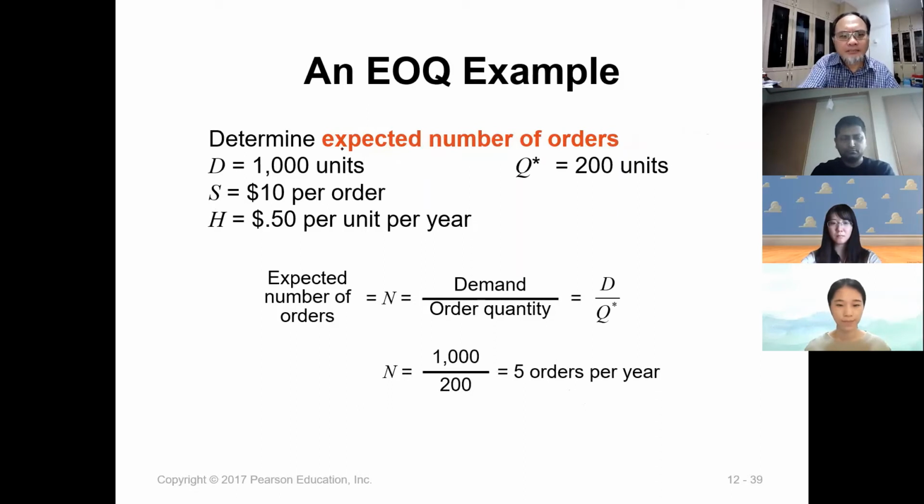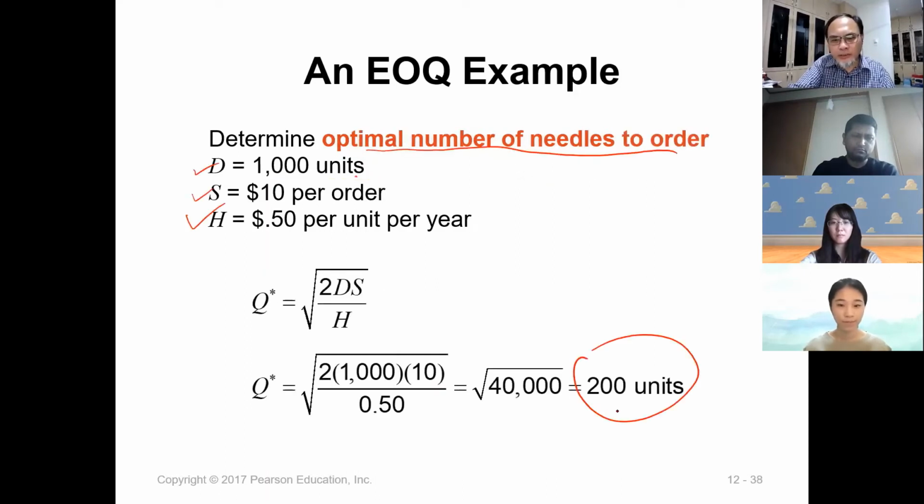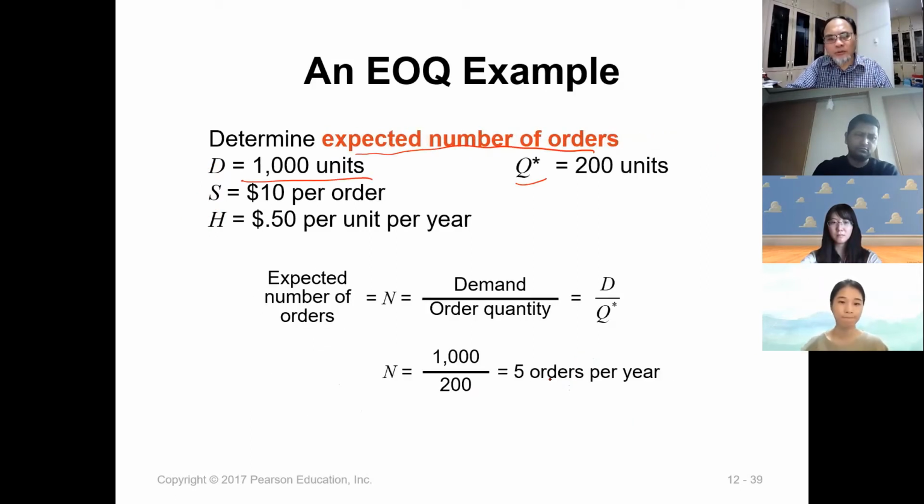And the expected number of orders is given by total demand divided by the quantity every time you order. If you order 200, of course this 200 is coming from here. So we have decided that we are going to order 200 every time. So your expected number of orders is going to be 5 orders per year. Of course if the quantity is more, then it depends on the demand and the cost that you have.